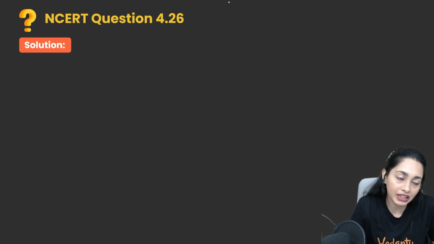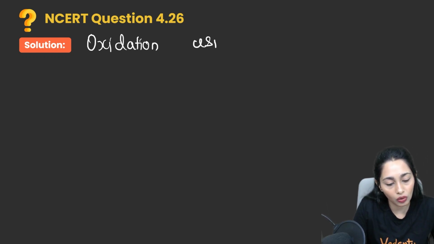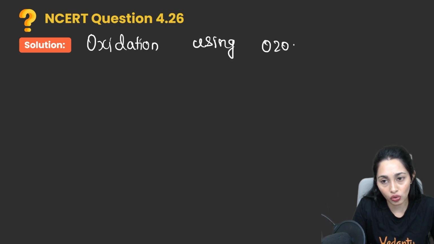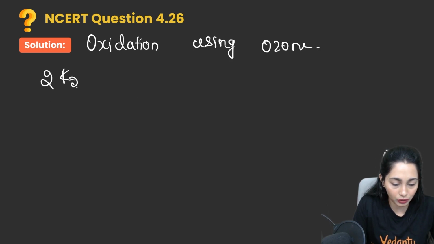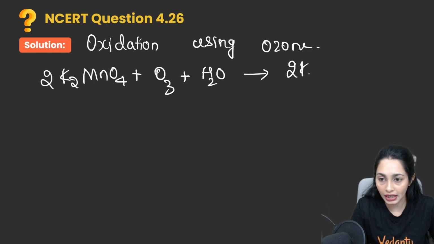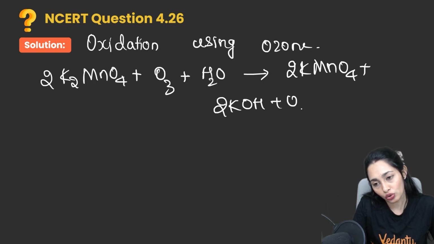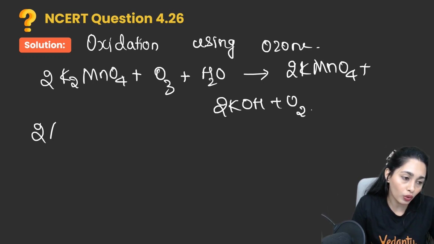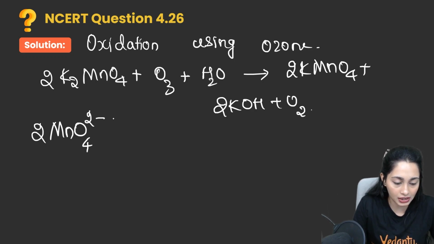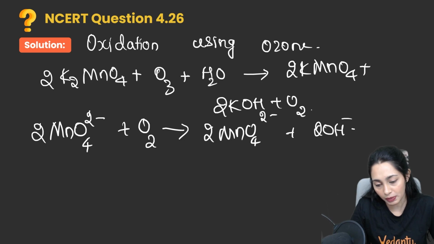Okay. So if it is oxidation by ozone, oxidation using ozone. What is ozone? It is O3. Okay. 2K2MnO4 plus O3 plus H2O gives 2KMnO4 plus 2KOH plus O2. Okay. So 2MnO4 2 minus plus O3 gives 2MnO4 minus plus 2OH minus plus O2.